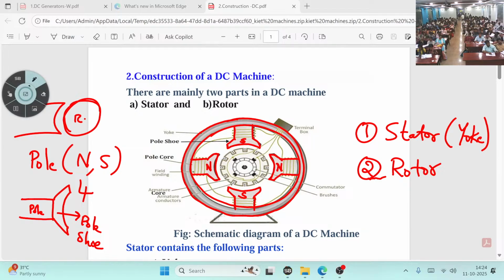What is the distance? Equal. The function of the pole shoe is to distribute the flux equally to the rotor. See, what is the distance here? See, it is the same.